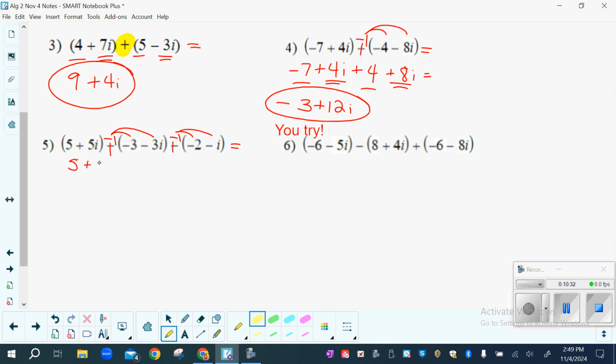So 5 plus 5i, and then when we distribute the negative 1, what do we get here when we distribute this negative 1? Positive 3, good. And then go ahead and distribute the negative 1 on this one. Plus 2. Plus i. And then we're going to add our like terms. And that would add to 10. And 9i plus 9i. Okay, go ahead and do the You Try, please.